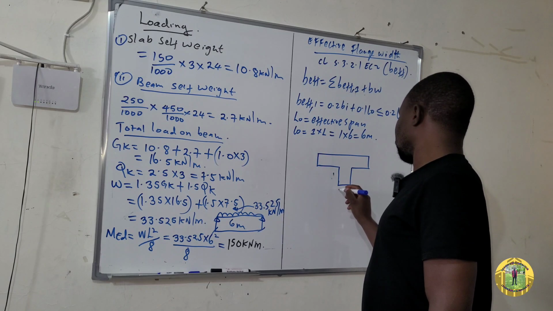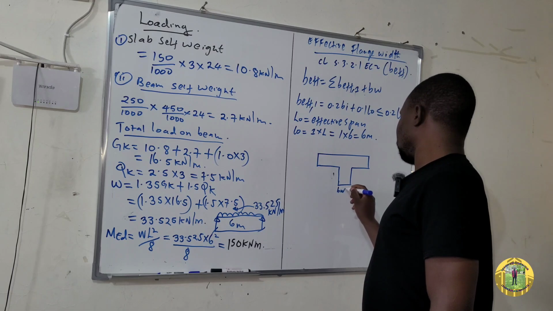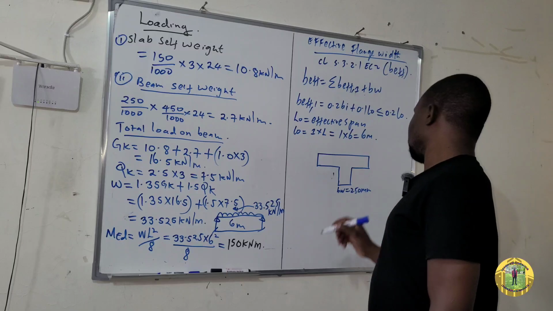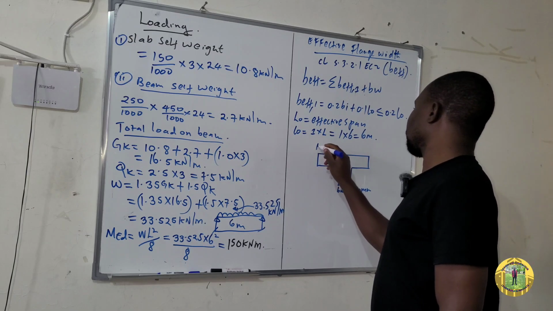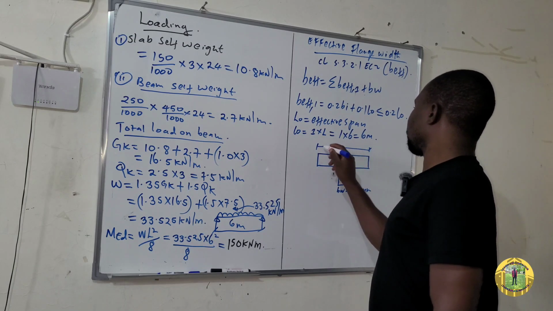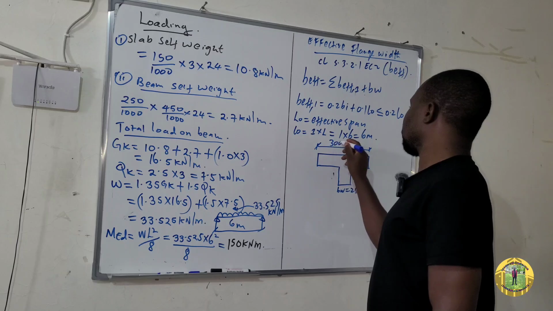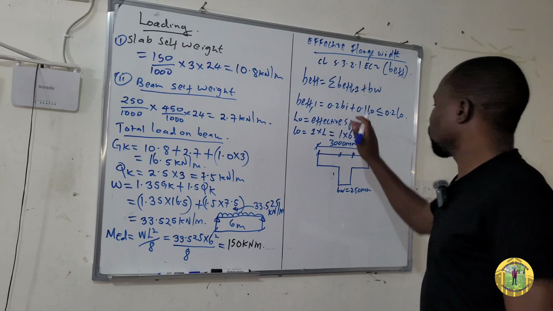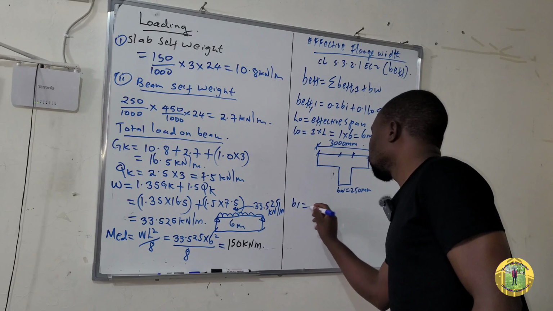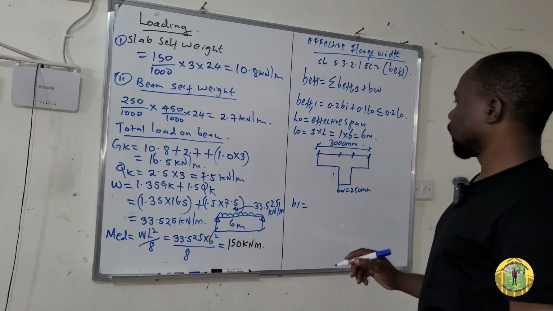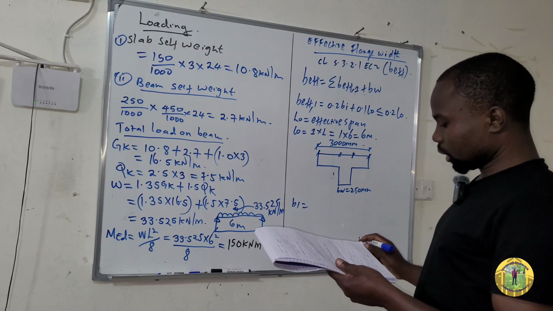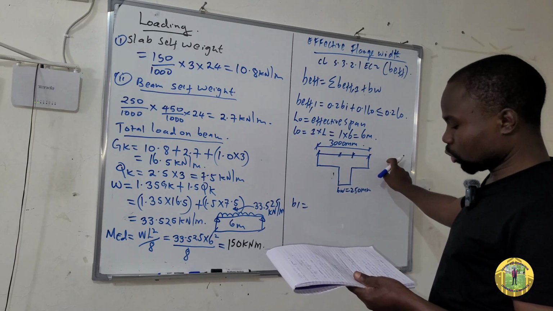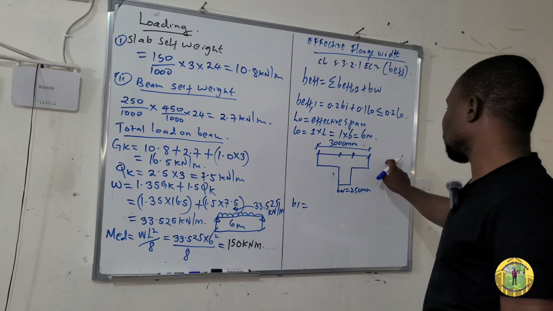So this is BW, which is equal to 250 millimeters, and here is 3 meters, which is 3,000 millimeters. So B1 is equal to the clear distance. This one is equal to, or is a half, the clear distance between adjacent webs.